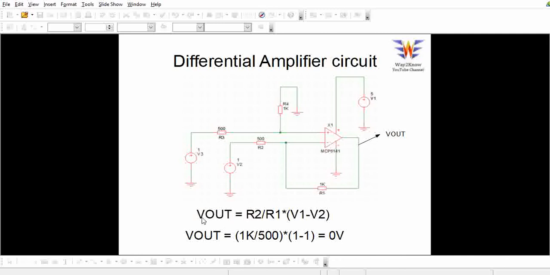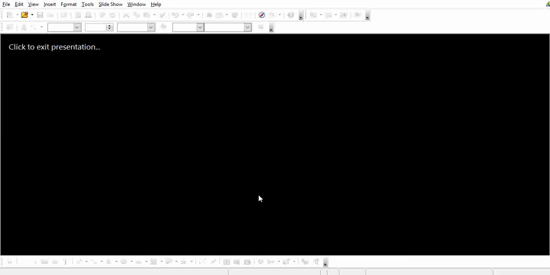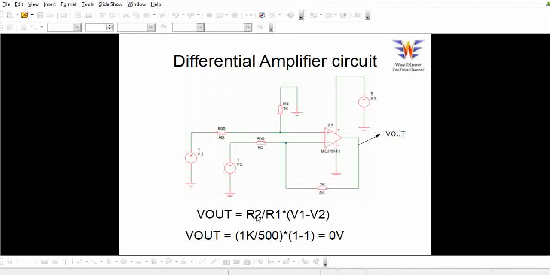So now Vout becomes R2 by R1. Here, even though it is mentioned differently, this is actually R2. So we used a standard formula here. You consider R2 as 1K and R1 as 500, and 1 minus 1 is 0 volts, right? So that means when you apply a common voltage, the output should be 0.